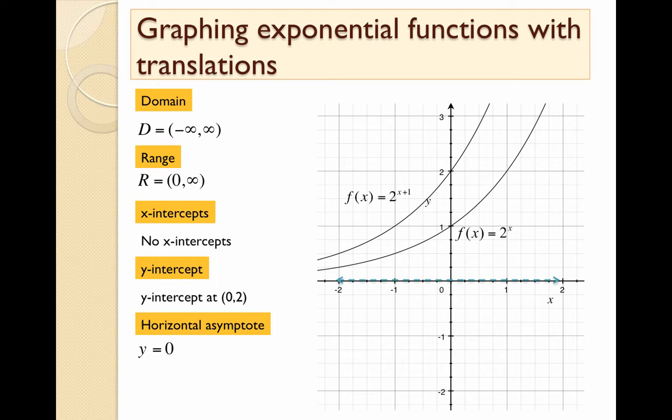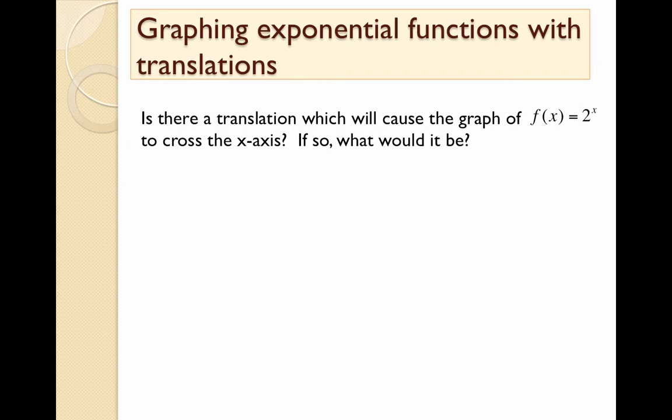Here is the original parent, f of x is equal to 2 to the x, and its translation showing a simple horizontal shift to the left of 1. Now as I go through the next couple of examples, think about, is there a translation which will cause that parent graph, f of x is equal to 2 to the x, to cross the x-axis, and if so, what would that translation look like?